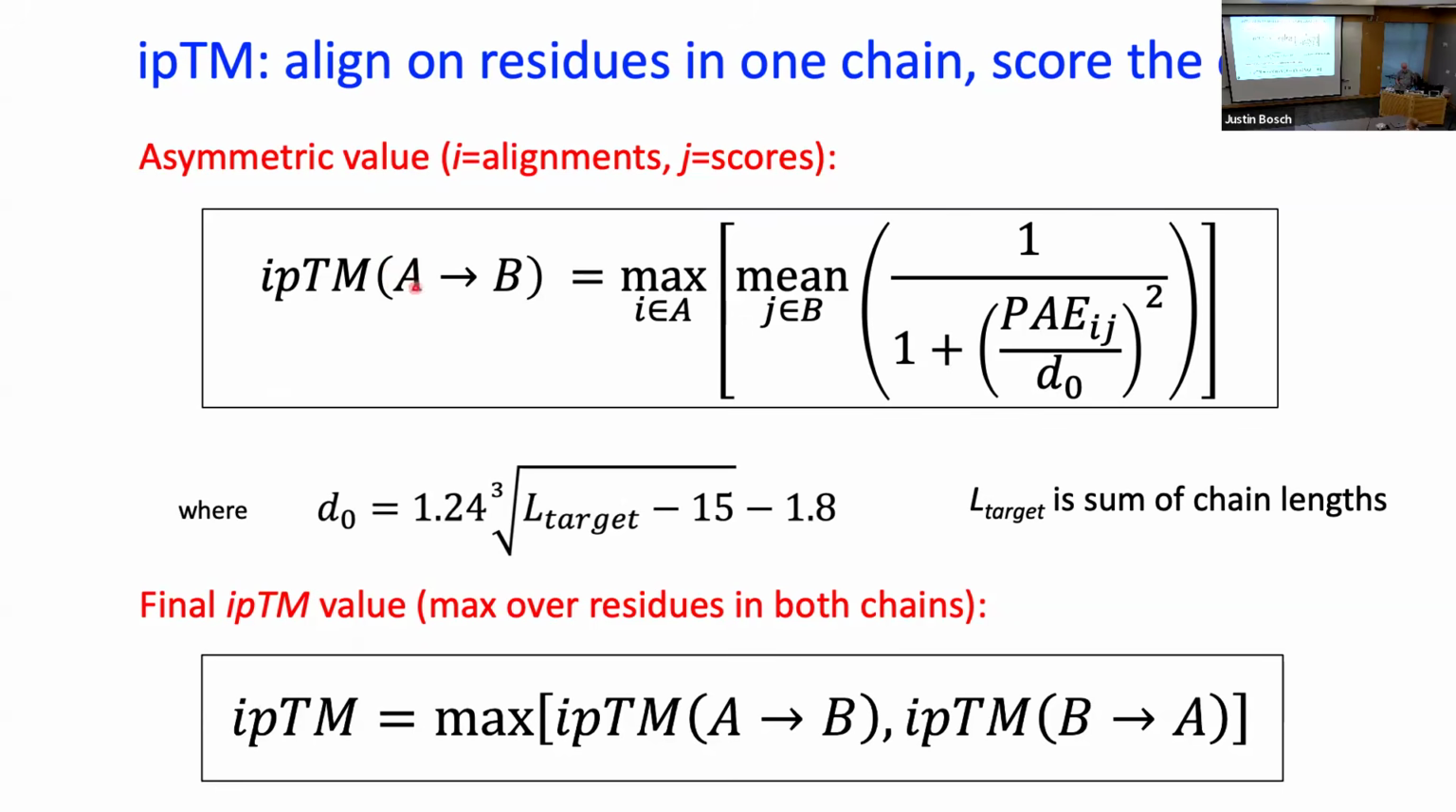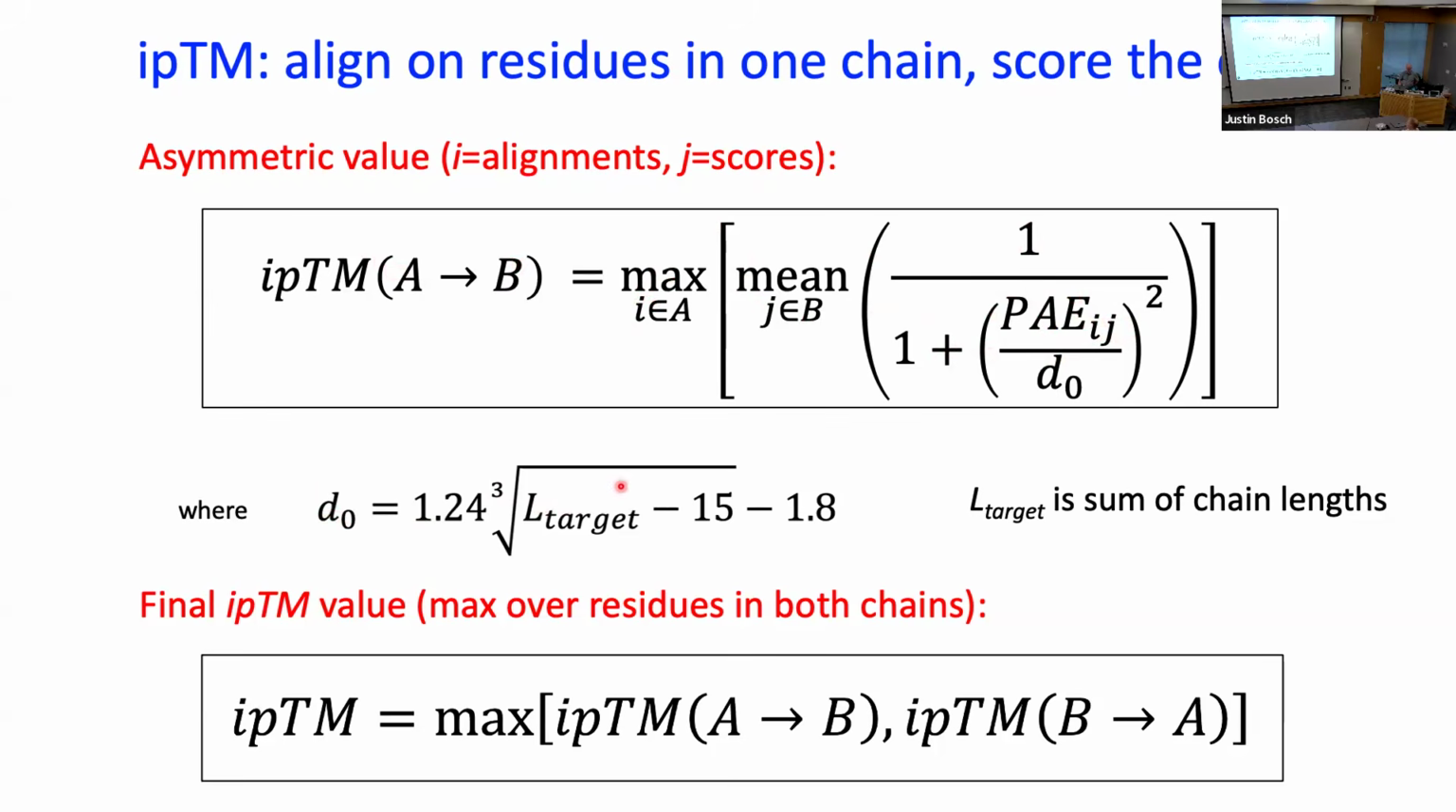It means I'm going to look at every residue i in chain A, so max over all the i residues in chain A, and I'm going to evaluate the mean value of this expression for all the residues in chain B. And again, that's 1 over 1 plus PAE_ij squared divided by something called D0 squared. And remember, the PAEs are really big. This is 1 over a big number. It's 0.1. If the PAEs are all 0, like a totally well predicted structure, that's 1 over 1 plus 0. It's a whole lot of 1s. Take a mean of a whole lot of 1s, I get 1. Take the maximum, no matter what, I'm going to get something close to 1. So it's asymmetric. I can align on one chain and score the other one.